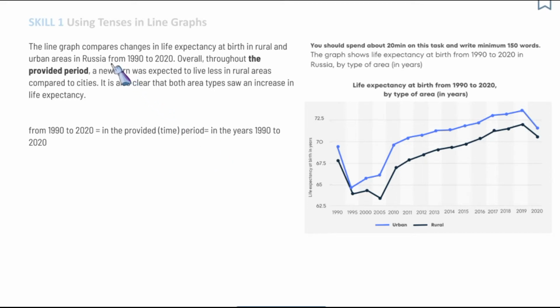How can you paraphrase the phrase from 1990 to 2020? Well, for example, you can say in the provided period or in the provided time period, like I did. You can also say in the years 1990 to 2020. So these are a few options for paraphrasing.